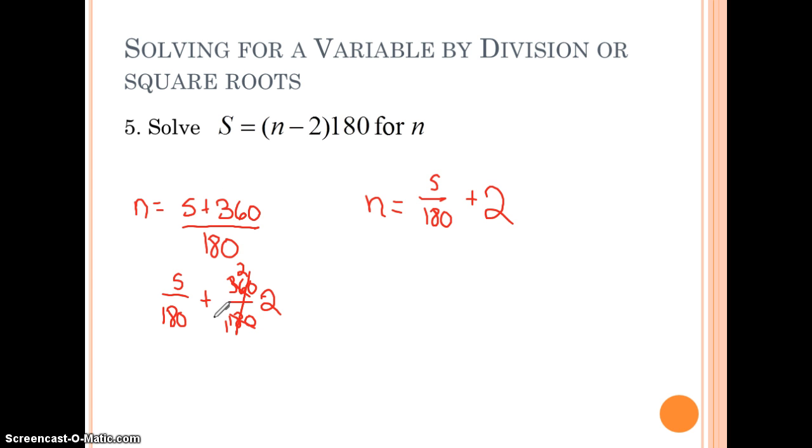Now, if you got it this way, you did the distributive property. However, if you would have just divided by 180 and then added 2, it would have been a quicker way to get that, just in case you went the difficult route.